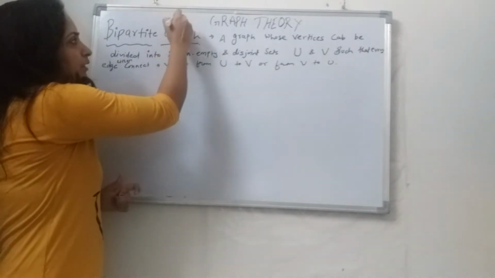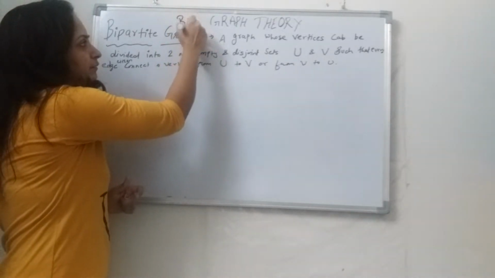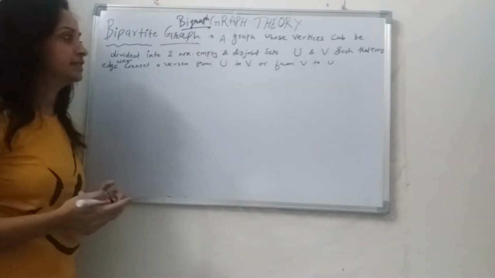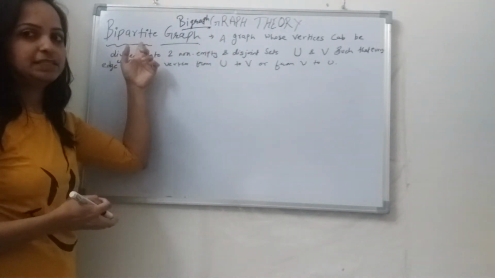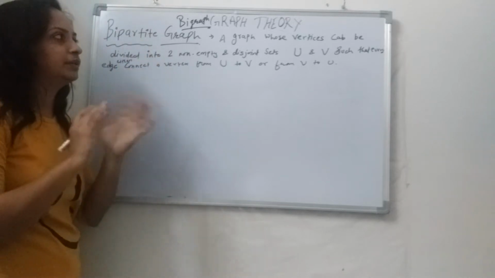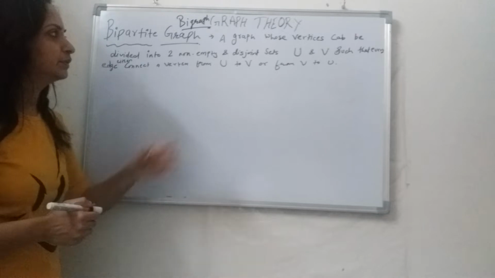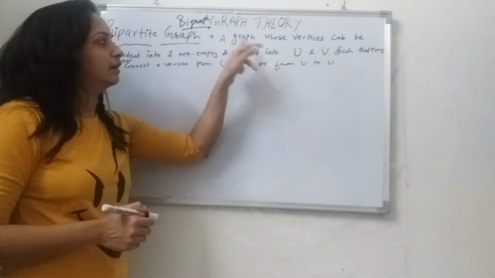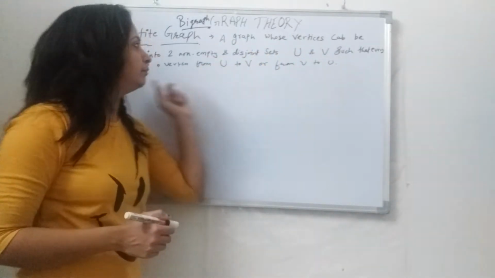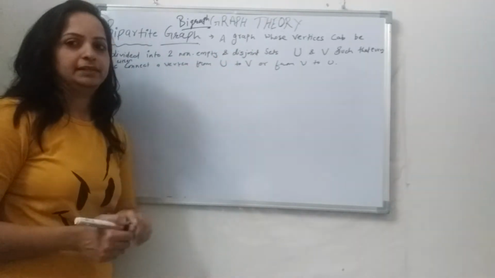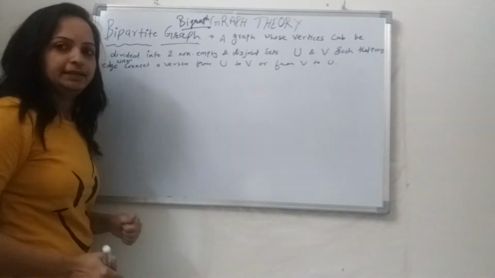It is also called a bigraph. And look, as the name suggests, bipartite means bipartitioned. So the definition is related to some partitioning of the graph. So what does the definition say? A graph whose vertices can be divided into two non-empty and disjoint sets. Let's see what it is saying.